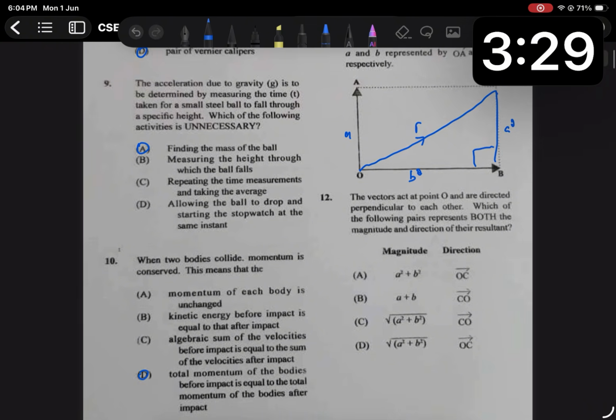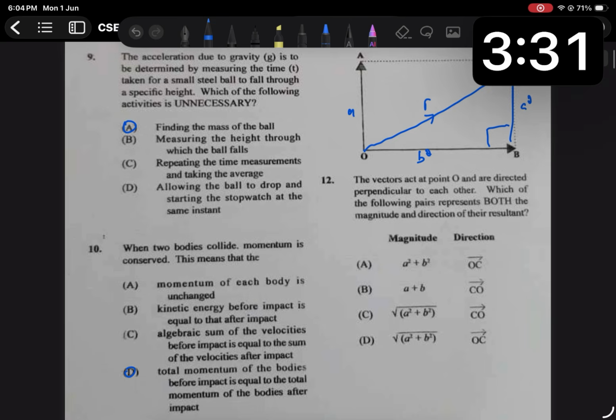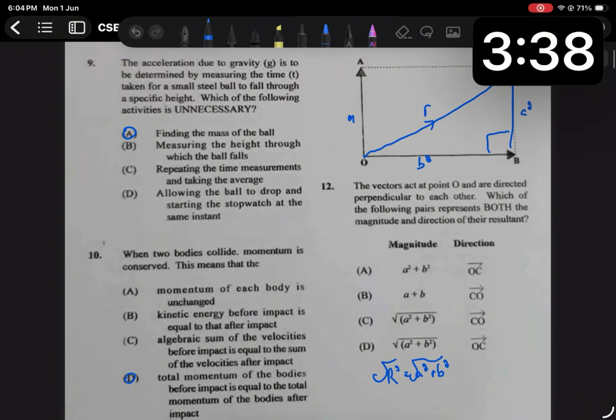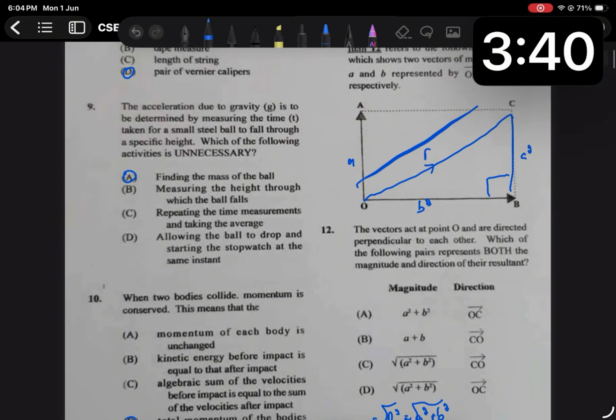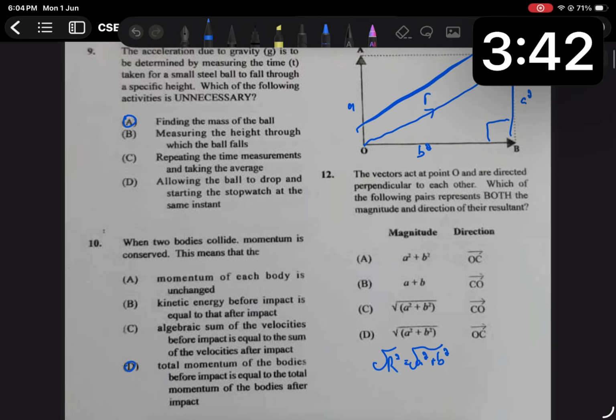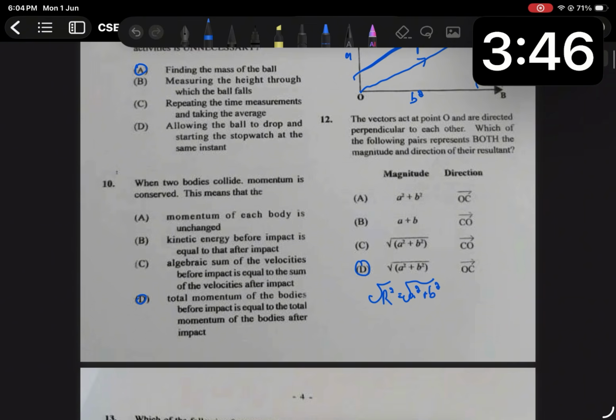So the resultant squared would equal A squared plus B squared, but here the square root, and this is how they get from O to C, A squared plus B squared all square rooted. So the answer is D.